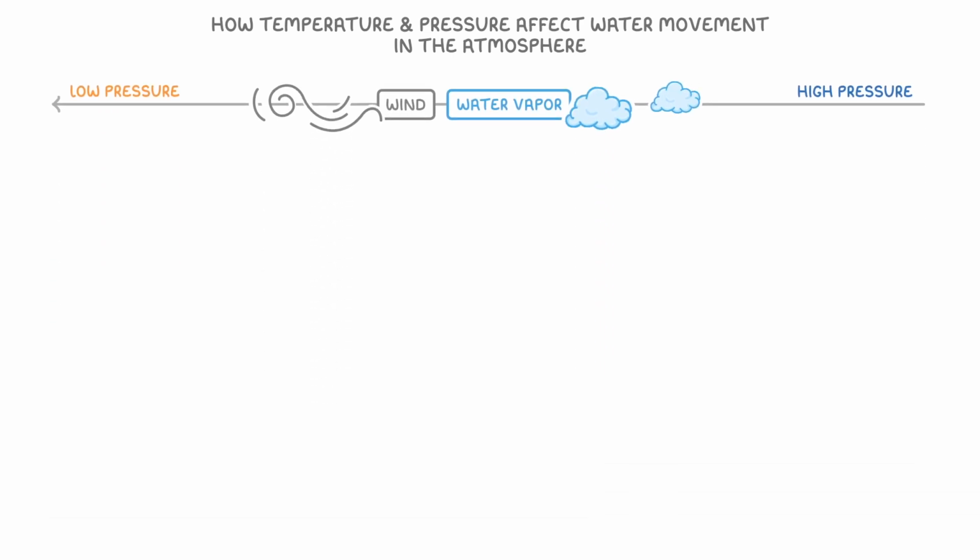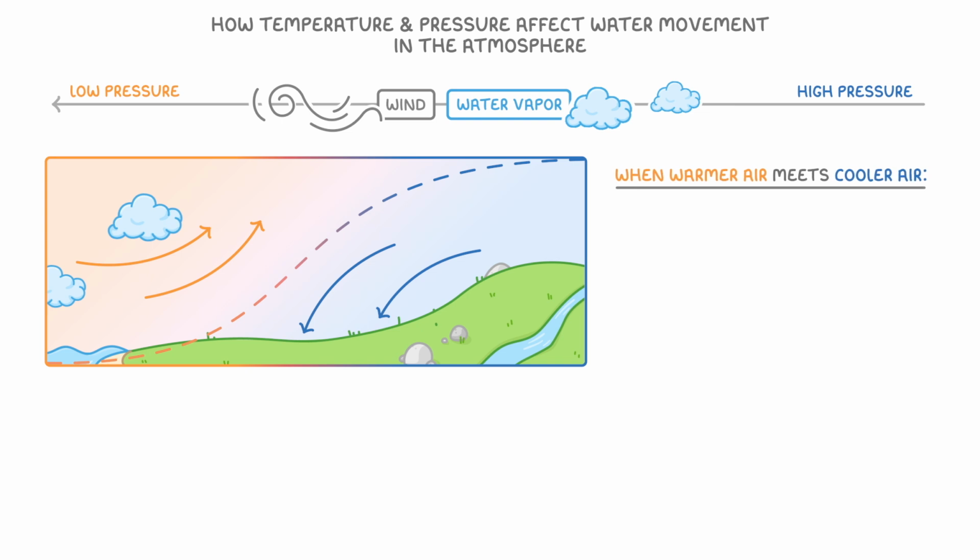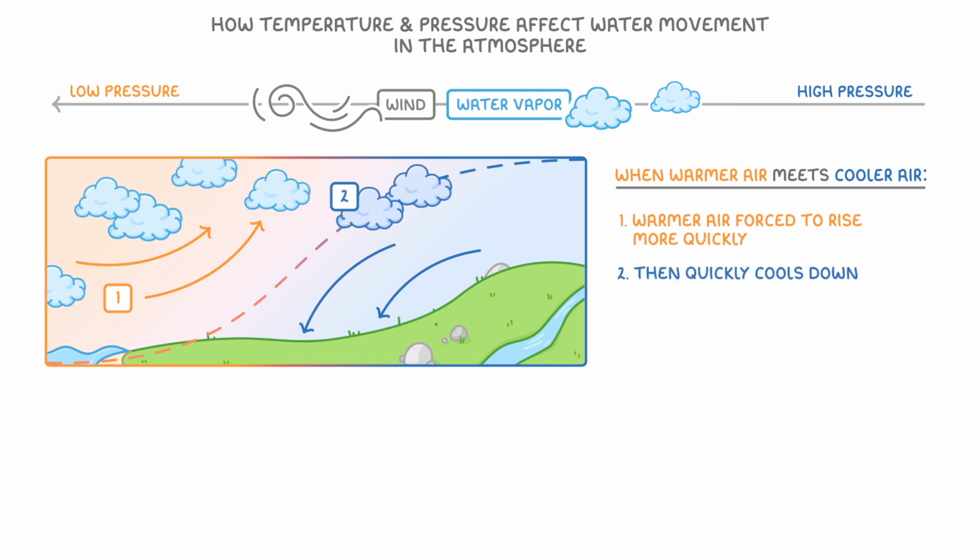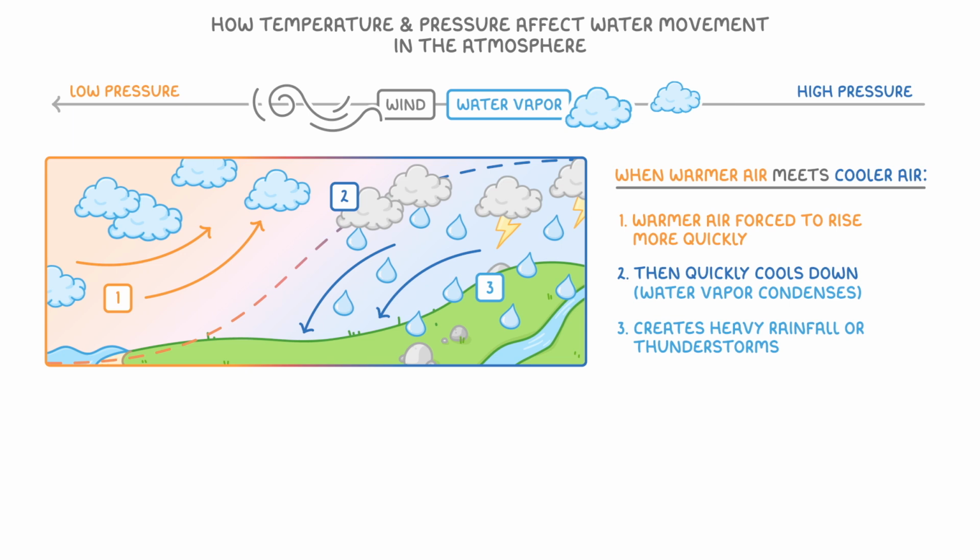At this point, let's take a moment to look at what happens when warmer air meets cooler air. In this scenario, the warm air is forced to rise even more quickly, before it then quickly cools down higher in the atmosphere. And because warmer air typically contains a lot of water vapor, when it cools down, the water vapor it's carrying condenses, and this creates heavy rainfall or thunderstorms.